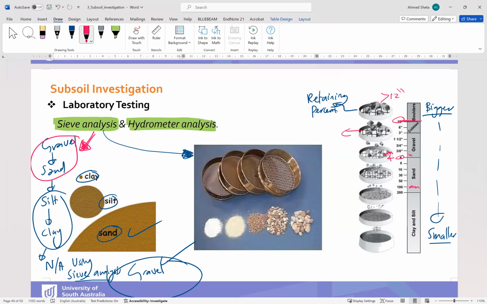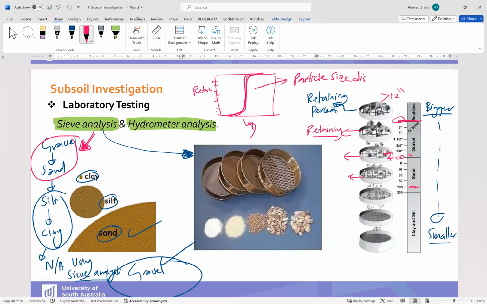We measure the retaining on each sieve, and then we plot a log relation on this curve: here the retaining, and we have the sizes. So you have something like that, for example. This is a sieve analysis diagram, or it is called the particle size distribution. This is only for sand and gravel.